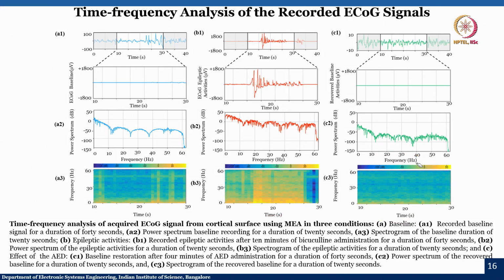Which kind of drugs? Anti-epileptic drugs. It is the same thing written again and again: recorded epileptic activities, then their power spectrum analysis followed by the spectrogram. Same thing again: power spectrum analysis of the recorded signal, and spectrogram of the recorded baseline for 20 seconds. So, this is all the data that I have for you.